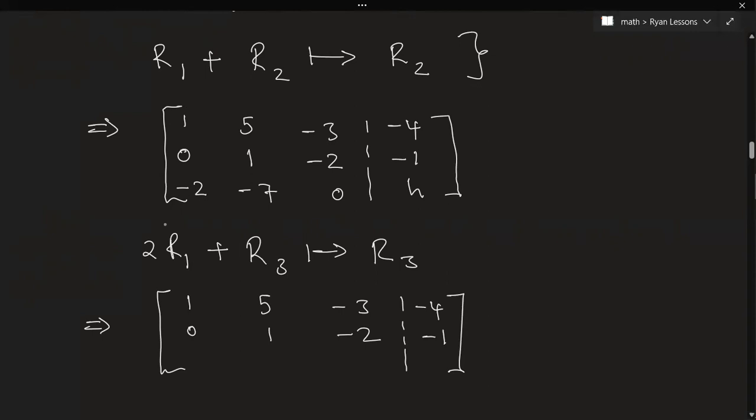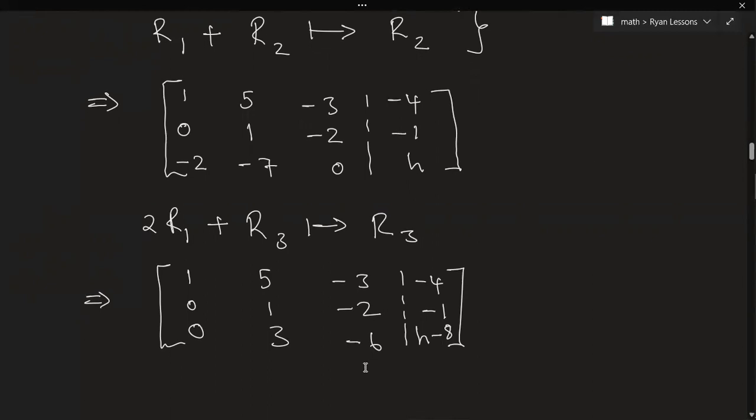So 2 times of that to that, I'll get a 0. Then 2 times of that is 10. To that, I'll get a 3. Then 2 times of this is -6. To that, I'll get my -6. Then 2 times of that, I get -8. So I'll get h minus 8, like that. You see.